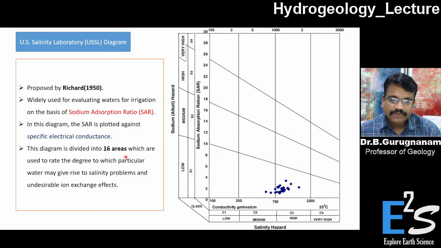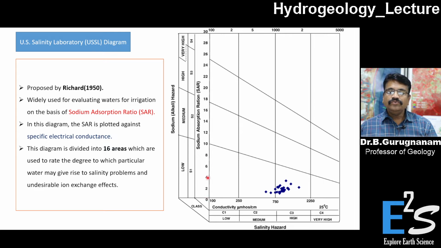The diagram is divided into 16 areas. This is a logarithmic plot. In this logarithmic plot, the x-axis is given as 0, 250, 750 to 2250 micromhos per centimeter at 25 degrees centigrade temperature, and 2250 and above. Similarly, the scale on the y-axis is 0 to 30.